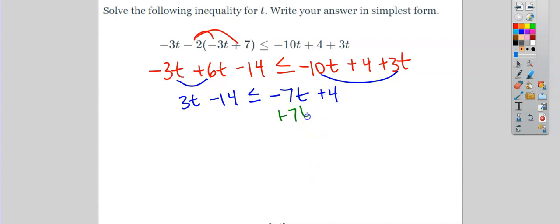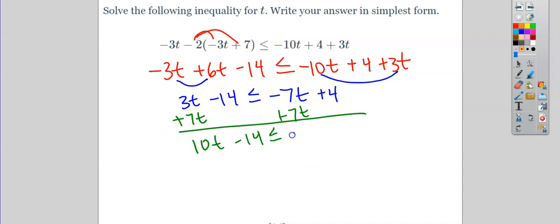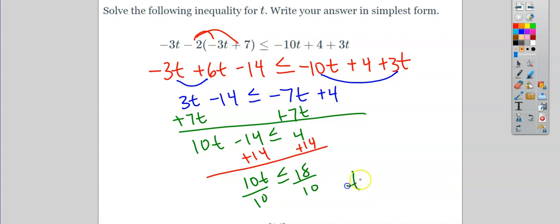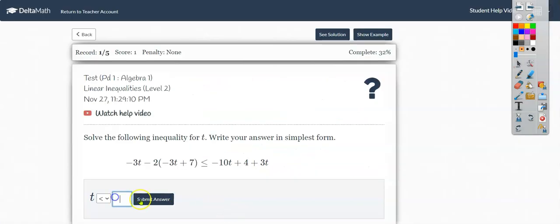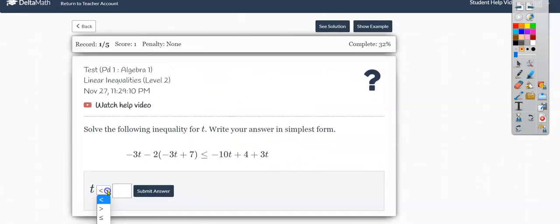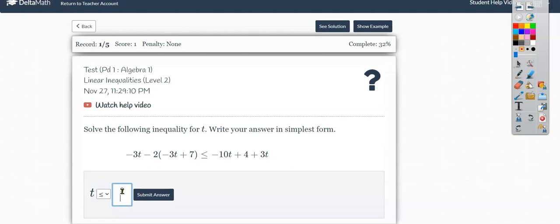I'm going to add 7t to both sides. 10t minus 14 is less than or equal to 4. I'm going to add 14 to both sides. Get 10t is less than or equal to 18. Divide by 10. So t is less than or equal to 18 tenths. Whoops, getting ahead of myself there. And I can reduce this in half, right? So t is less than or equal to 9/5. Oh, I gotta change this to less than or equal to 9/5.